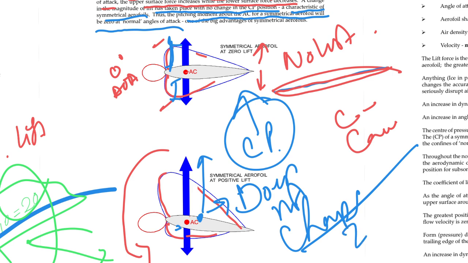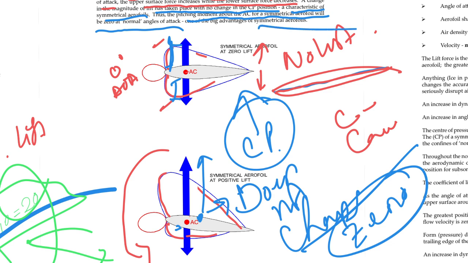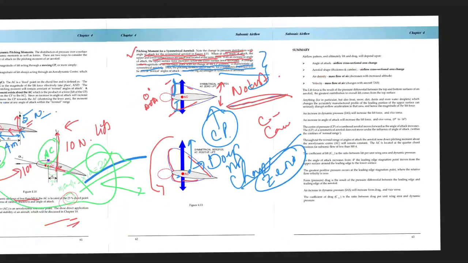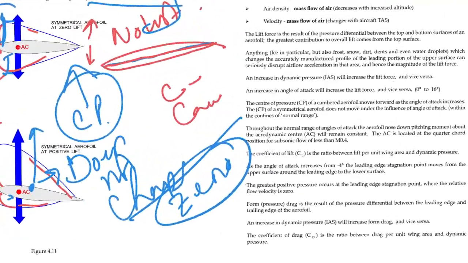So option 0. Answer is 0. Okay. One of the big advantages of a symmetrical airfoil. So remember these lines and go and read your books. The more you read your textbook, the better you understand aerodynamics.